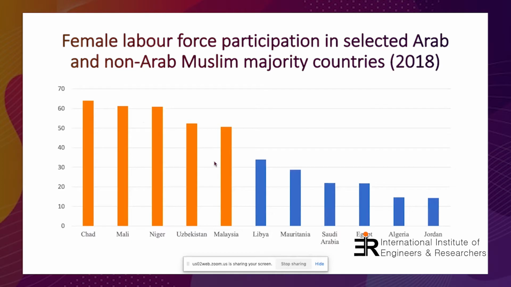As you can see here in this chart, the female labor force participation in selected Arab and non-Arab Muslim majority countries, you can see the bar chart in blue for Arab countries, and in orange for the non-Arab. So you can see that there is a big difference between the Arab and non-Arab, with Arab countries having very low female labor force participation.